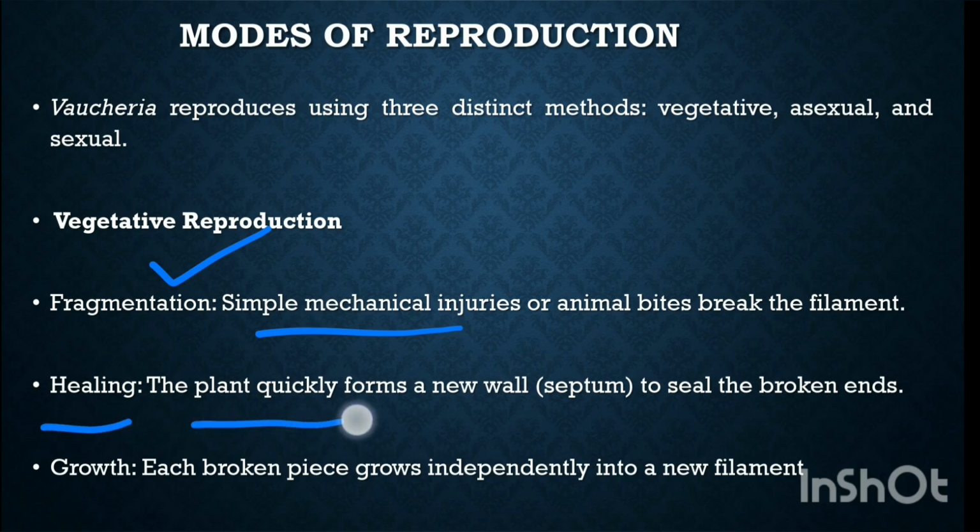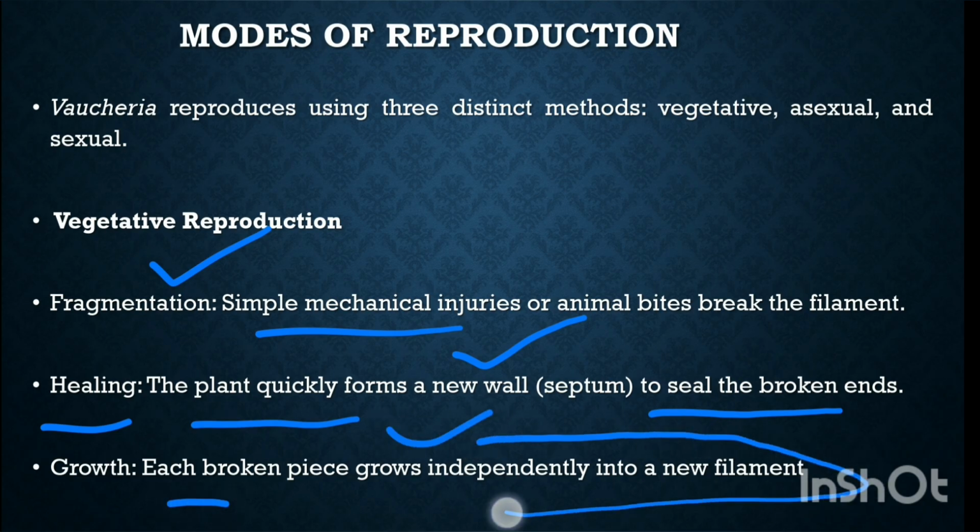Then healing: the plant quickly forms a new wall or septum to seal the broken end. Sometimes the fragment breaks into many parts, and those fragments quickly heal to form a new thallus. Then growth: each broken piece grows independently into a new filament. So all of this comes under fragmentation. Mostly Vaucheria reproduces vegetatively by fragmentation.